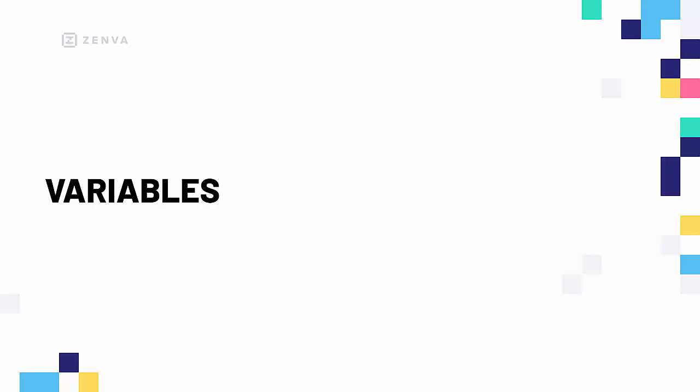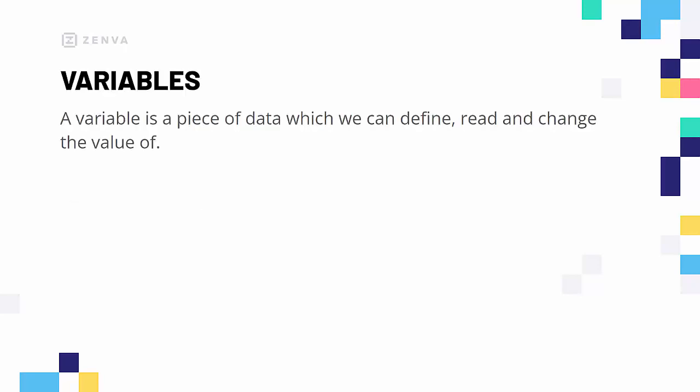Welcome back, everyone. In this lesson, we are going to be learning about variables. Now, first of all, what is a variable? Well, basically, a variable is a piece of data which we can define, read, and change the value of, okay? It's basically this piece of data that we save to memory, and we have the ability to utilize it.